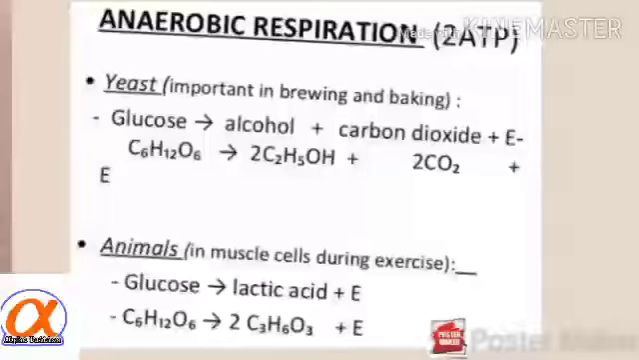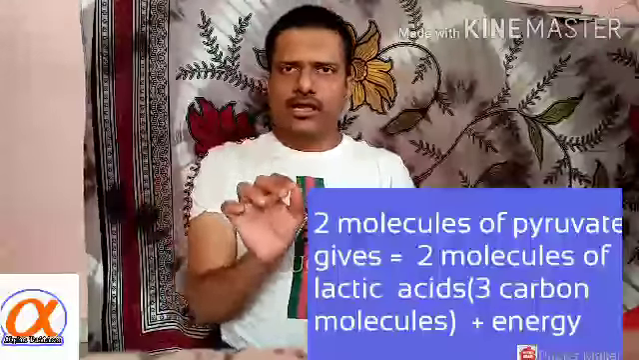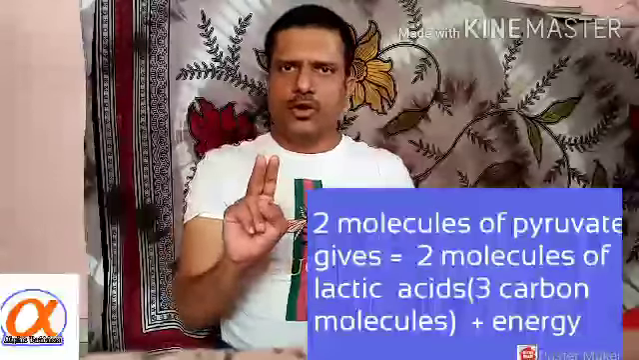Now second option is in a limited supply of oxygen. For example, in our muscles, suppose we are doing fast exercise, jogging, running and so on. Our energy requirement suddenly increases. The supply of oxygen is very limited, but the need of energy is very fast. So anaerobic respiration takes place and 2 molecules of lactic acid are produced. Pyruvate is a 3-carbon molecule, lactic acid is also a 3-carbon molecule. So from 2 molecules of pyruvate, 2 molecules of lactic acid are produced and energy is produced. This is the second case.